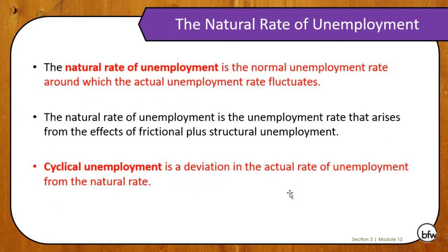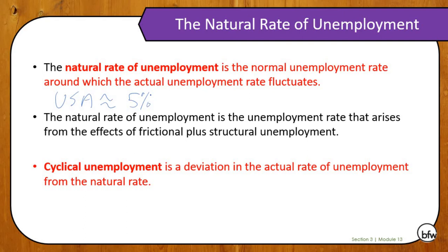Now, the natural rate of unemployment is the normal unemployment rate around which the actual unemployment rate fluctuates. The natural rate of unemployment in the United States is roughly 5%. All right, so that's about the natural rate. Now it'll change over time, but currently that's generally what economists will guess the natural rate of unemployment is. So you would write that there under the current natural rate.